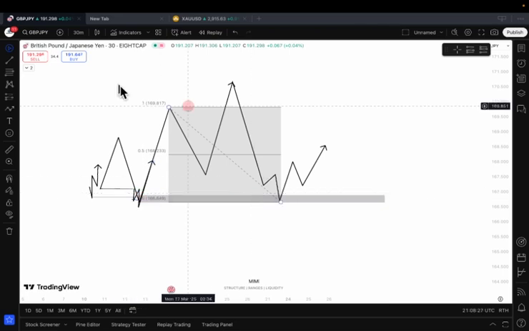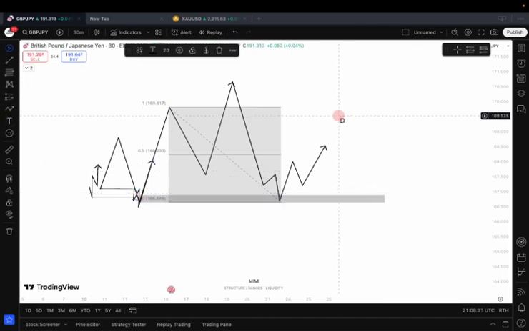Number one, if it's for demand, it should be at the discount. If it's for supply, it should be at the premium. Then the second one, and all these things are compulsory. It's not even like you can negotiate with it. It should have an imbalance, which is FVG. The third one, it should have a sweep, whether it's sweeping from here or it's sweeping from here.